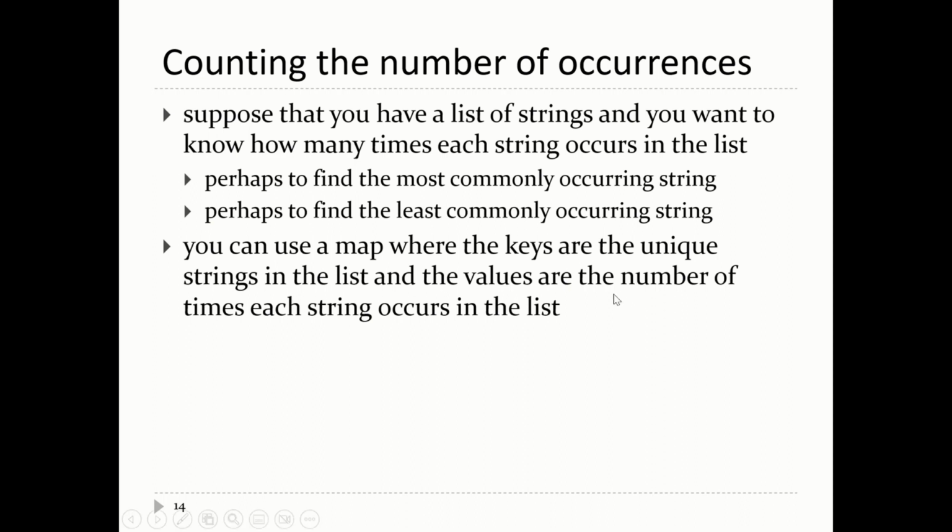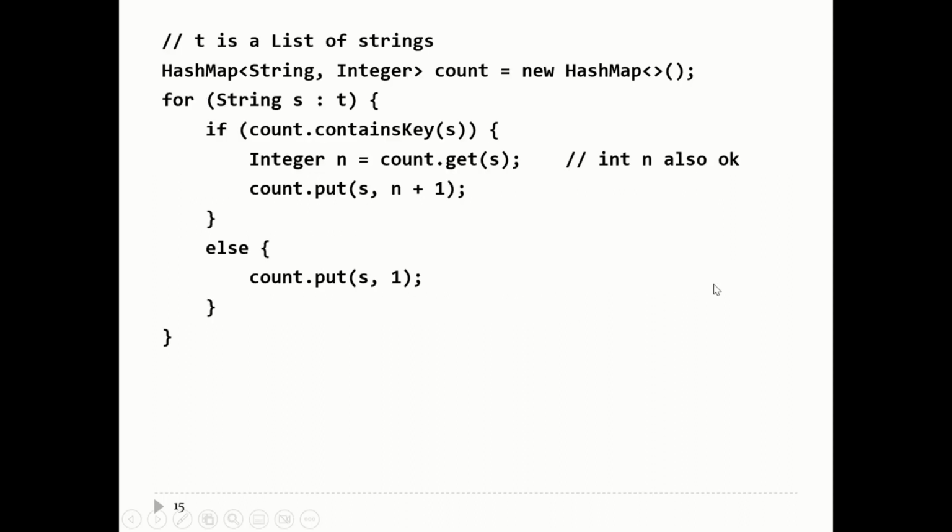The way you use a map to process this list of strings is your keys become the strings that are in the list, and your value becomes the number of times each string appears in the list. So the way this works is you make a map. Your keys will be the strings in the list, your values will be the number of times each string appears in the list. I'm going to call this map count.